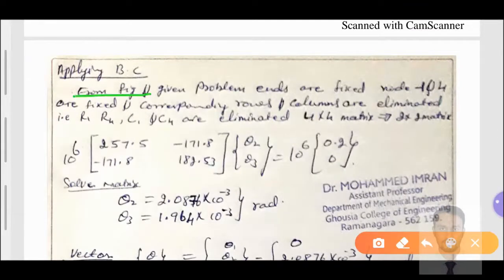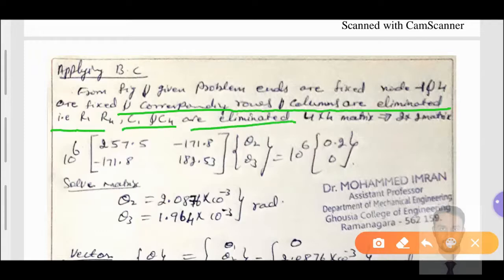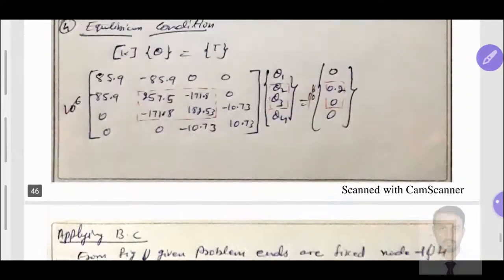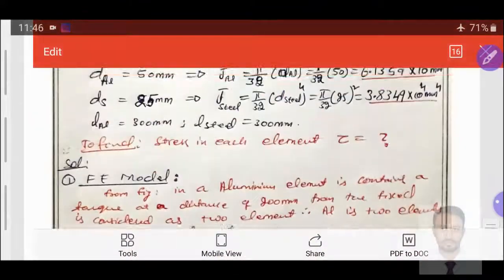See here from the figure and the given problem, the ends are fixed. Nodes 1 and 4 are fixed, and the corresponding rows and columns are eliminated, that is row 1 and row 4, column 1 and column 4 are eliminated. The 4 cross 4 matrix becomes a 2 cross 2 matrix. See here how we are eliminating from the figure.